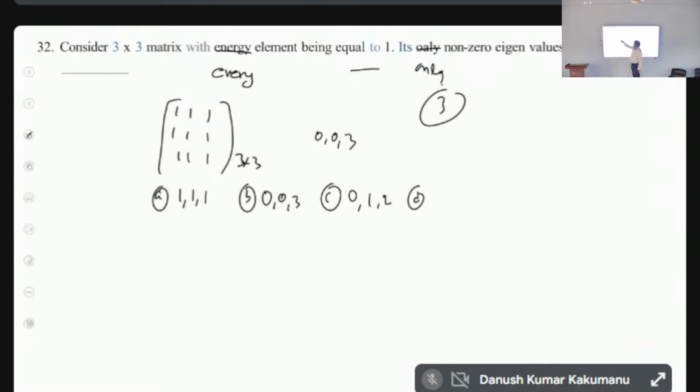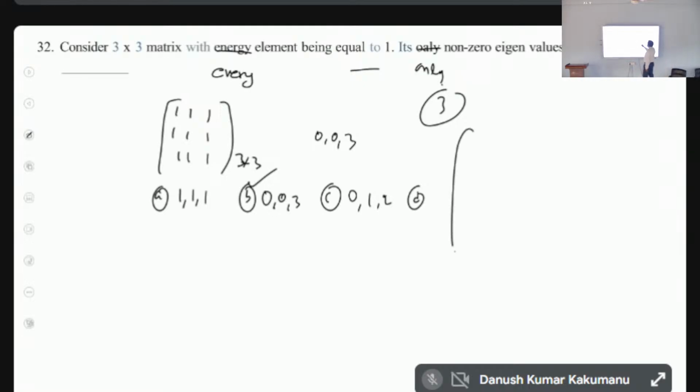What are the eigenvalues of the 3 by 3 matrix with all entries 1? 0, 0, 3 are the eigenvalues. Only the non-zero eigenvalue is what? What is the non-zero eigenvalue? 3 is the correct answer.